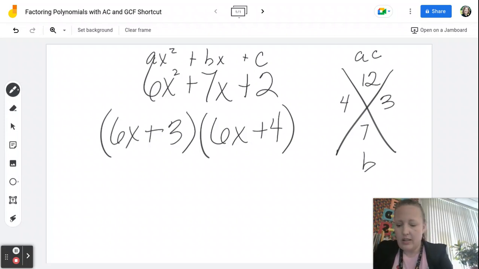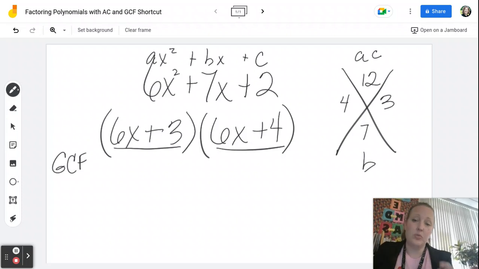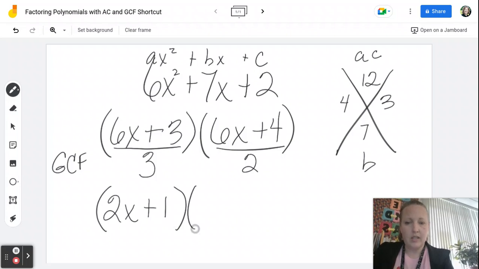So the last step is to take each of these, and this is where the GCF part comes in. You divide by the greatest common factor of each one. The greatest common factor here is 3. The greatest common factor here is 2. When I divide both terms by that GCF, 6x divided by 3 is 2x. 3 divided by 3 is 1. 6x plus 4 divided by 2: 6x divided by 2 is 3x, and 4 divided by 2 is 2.